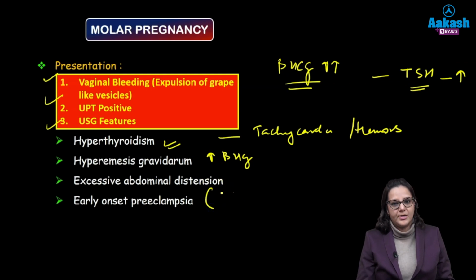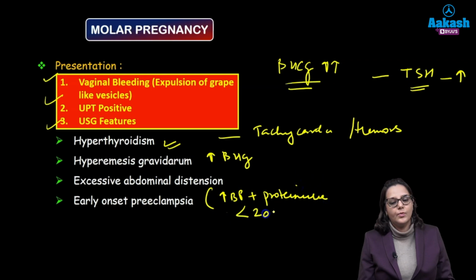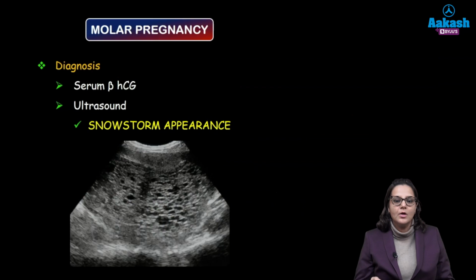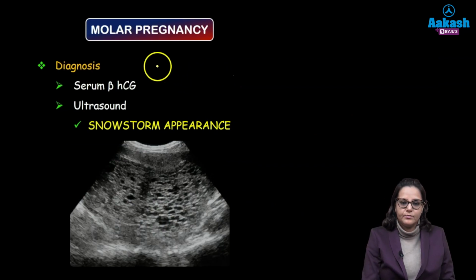So this patient will present with increased blood pressure and proteinuria at less than 20 weeks, before 20 weeks. So that is early onset preeclampsia. Another rare presentation is that the patient can have hemoptysis because of metastasis to the lungs, or she can have respiratory failure, or there can be seizures because of metastasis to the brain. So what is the diagnosis? Diagnosis again is beta HCG.